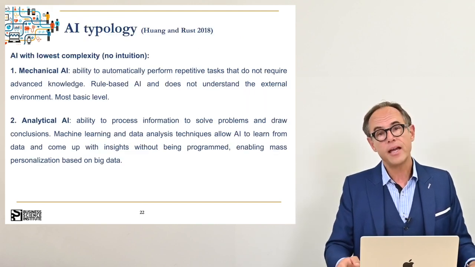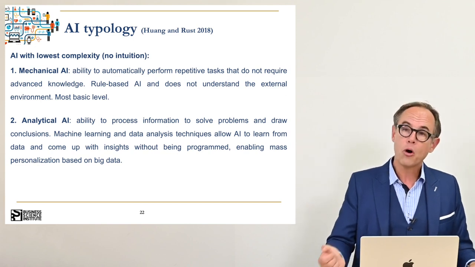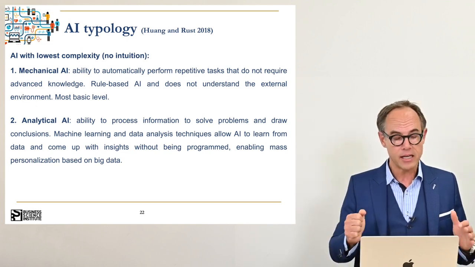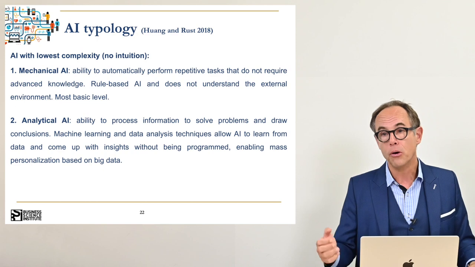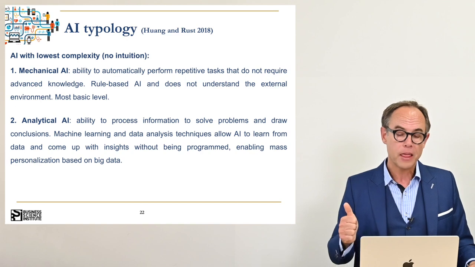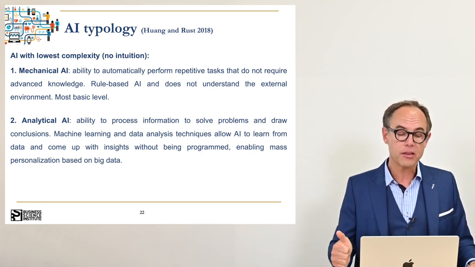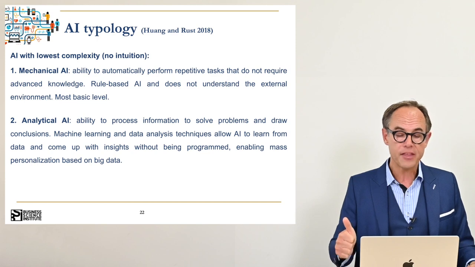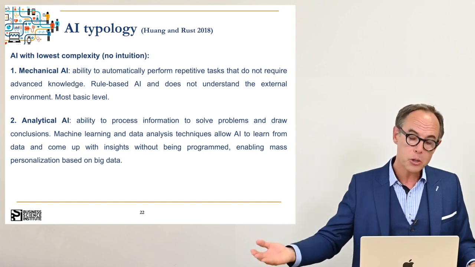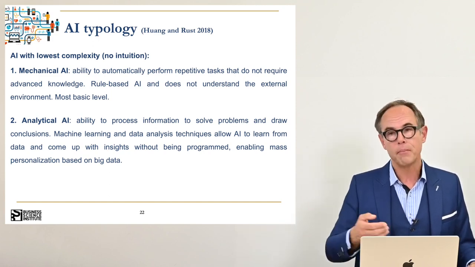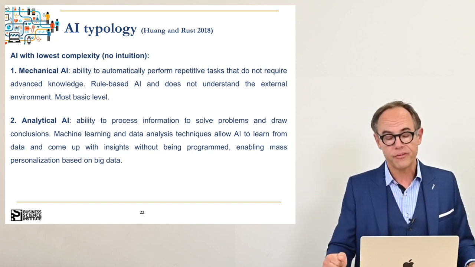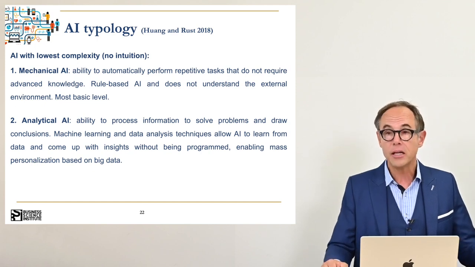Huang and Rust classify AI in two types of AI, less or more complex. So at the moment we are at step 1 and 2. We have mechanical AI and analytical AI based on no intuition. Mechanical AI is able to automatically perform repetitive tasks that do not require advanced knowledge. It is a rule-based AI that does not understand the external environment. It's the most basic level. So for example, chatbots, searching, giving information is an example of mechanical AI. We have analytical AI, which are able to process information to solve complex problems and draw conclusions.